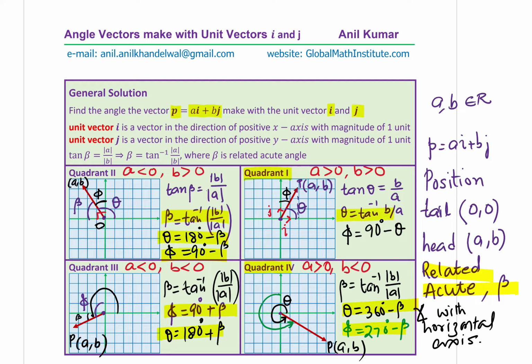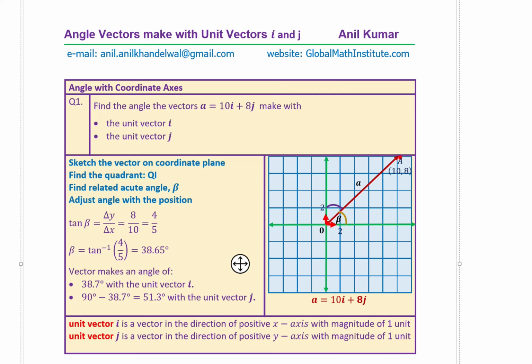Now, if you are in quadrant 1, the acute angle and the angle which the vector makes with the x-axis are both the same. So in this case, beta, the related acute angle, is equal to the angle which the vector makes with the x-axis or with unit vector i. Now, with that in mind, I hope the concept is absolutely clear. Let us take our practice questions.